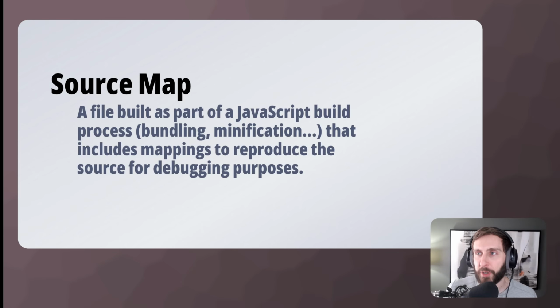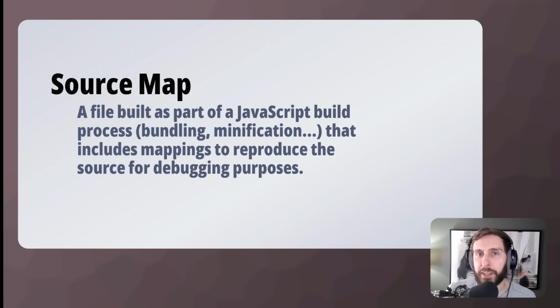It's a file built as part of a JavaScript build process. So these are build tools that bundle different JavaScript files. Let's say you have a large number of JavaScript files, or maybe you have a big one that you're minifying, removing some information in some way. The source map file includes mappings in order to be able to reproduce the original source for debugging purposes.